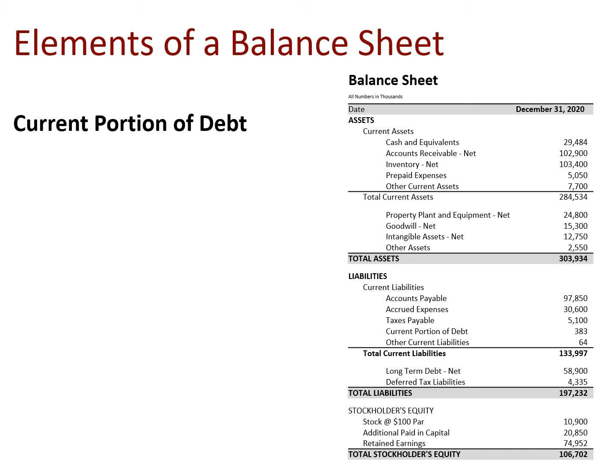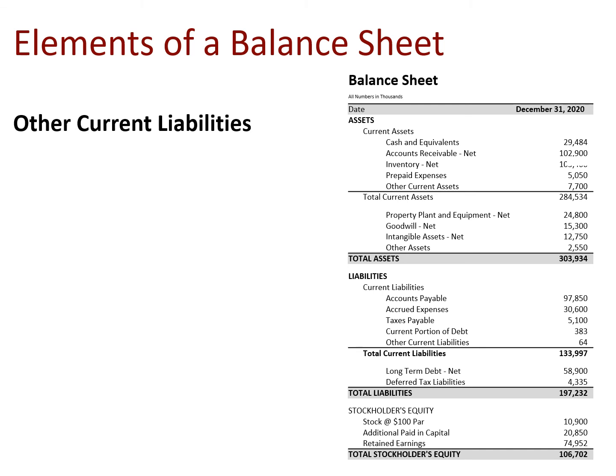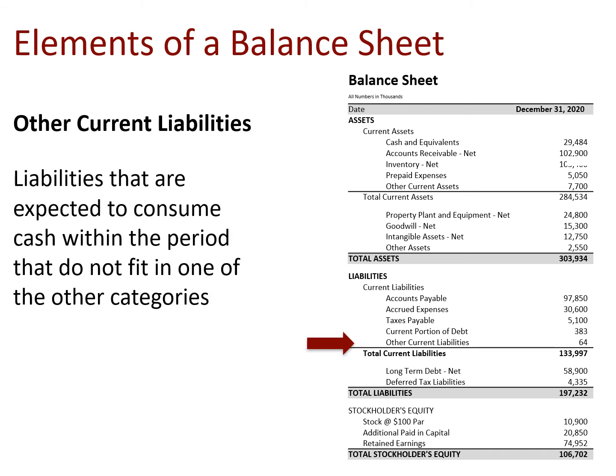The current portion of debt is the portion of the long-term debt that will consume cash within one period or within a year. Other current liabilities are liabilities that are expected to consume cash within the period that do not fit into one of the other current liability sections we discussed.